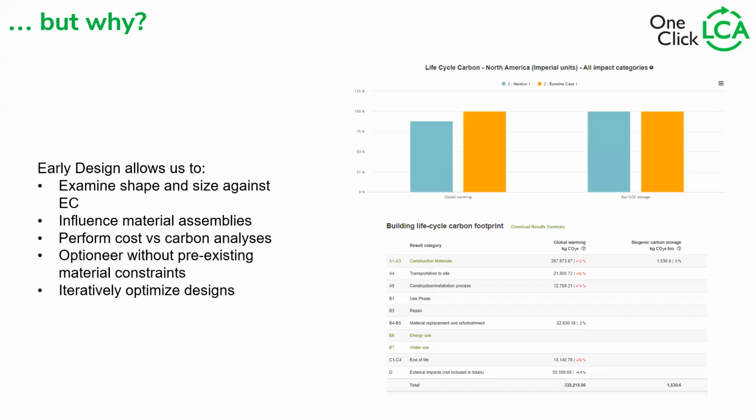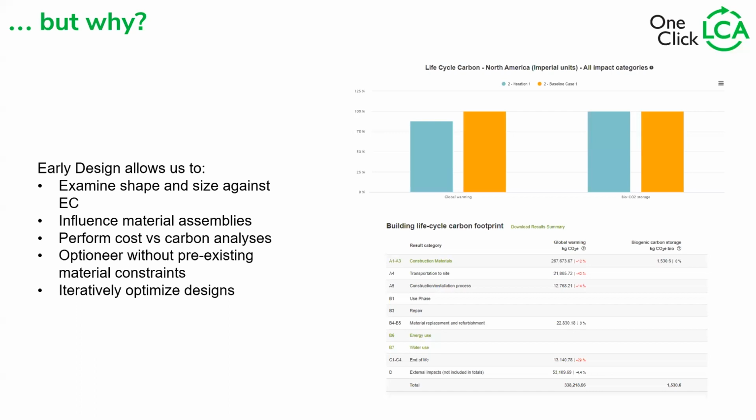Then we can optioneer without pre-existing material constraints. This is very closely related to what I just talked about. So at later points, as I mentioned, we have already decided what's going to be the size of the project, what materials will be used, pretty much the quantities as well. Early on, we have the time available at hand to examine these choices in depth.